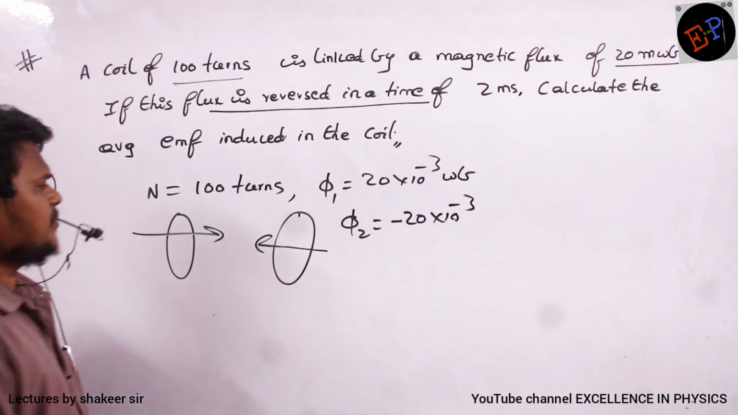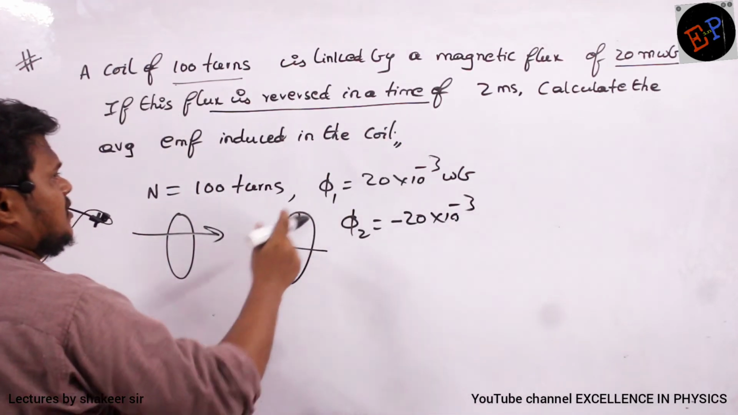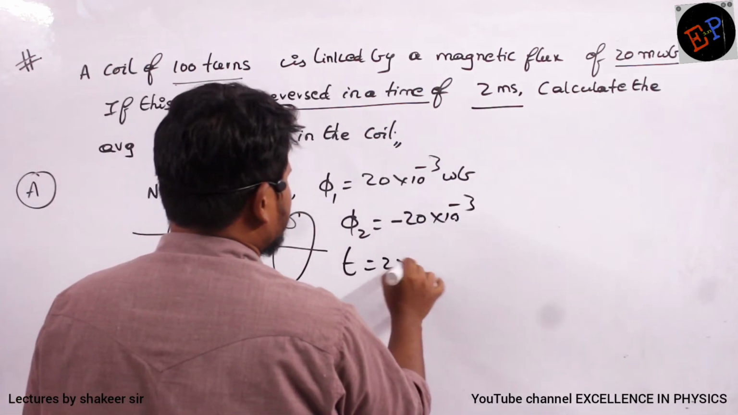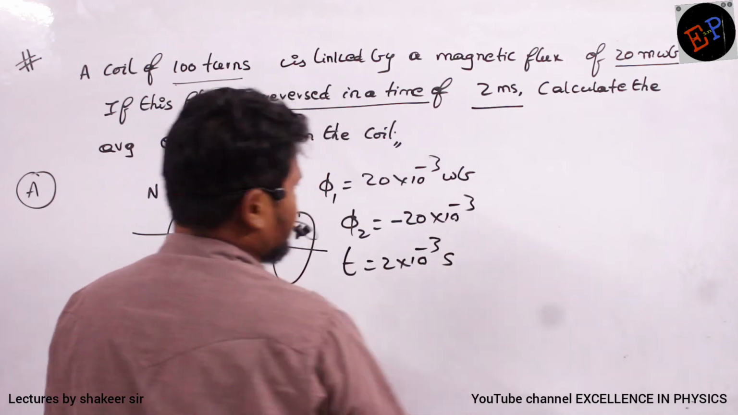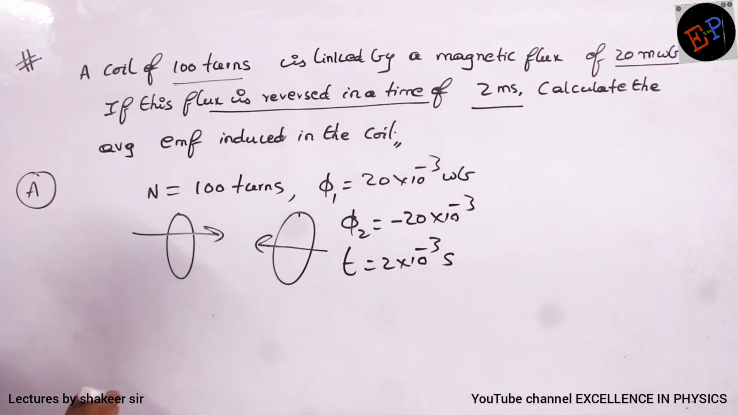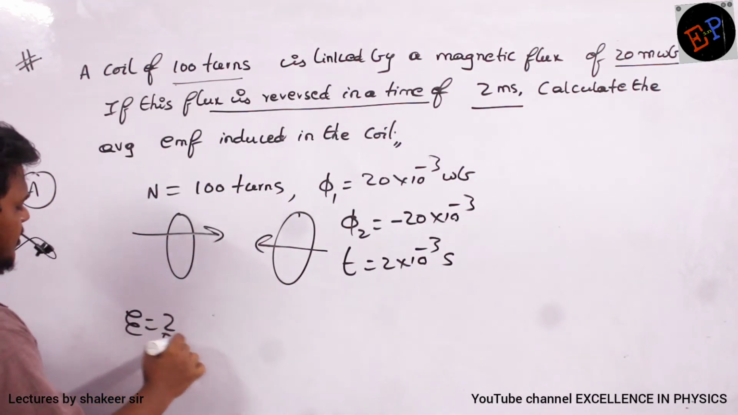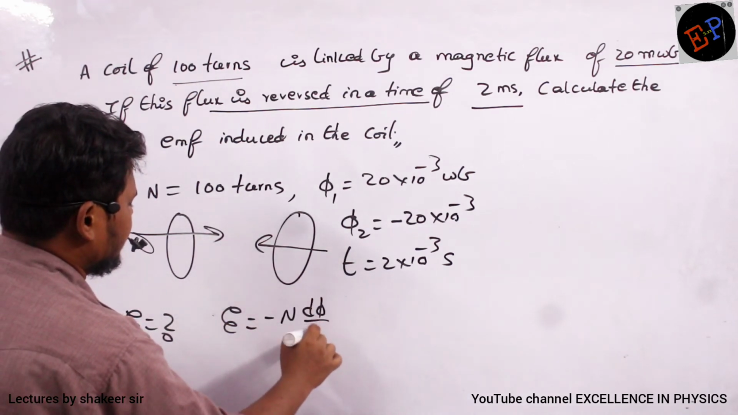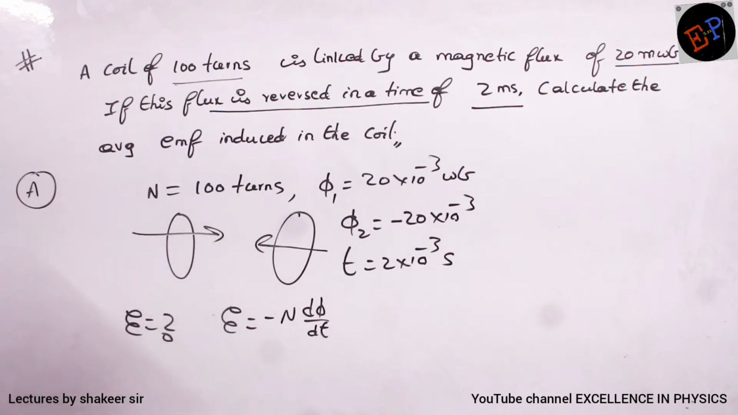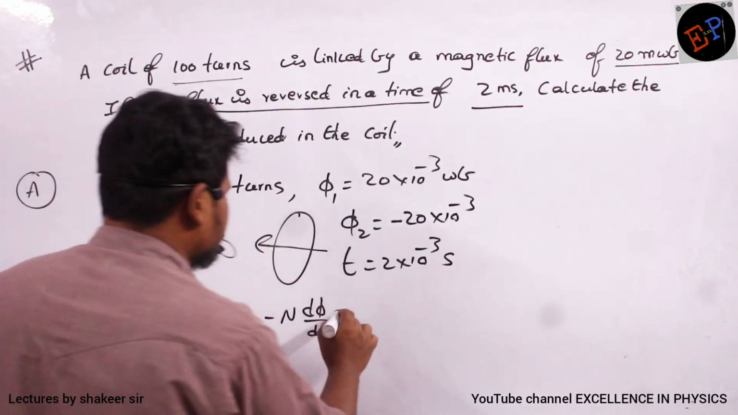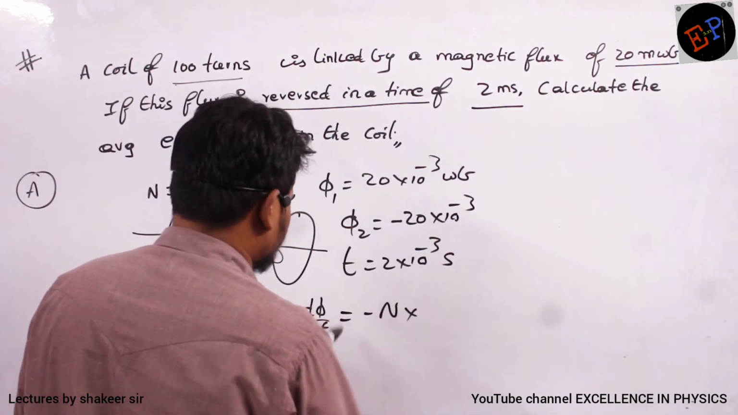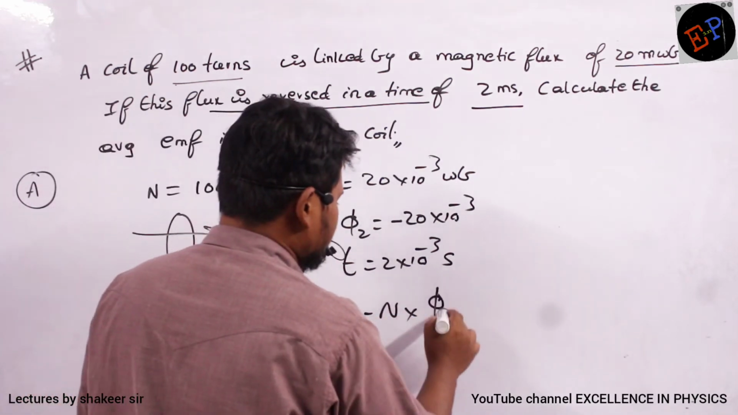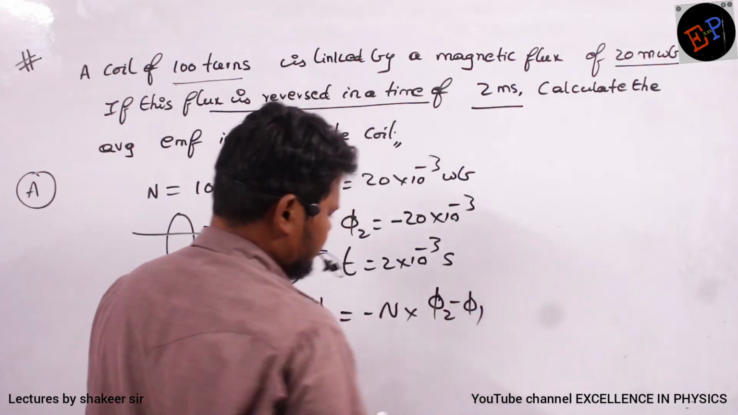Clear, no? Therefore, what is the time taken? This reversal is happening in a time of 2 into 10 power minus 3 seconds. Then calculate the EMF induced. How can I calculate the EMF induced? Minus N d phi divided by dt. This is the equation, no? So minus N d phi, what is meant by d phi? Change in flux. Change in flux can be written as phi 2 minus phi 1.